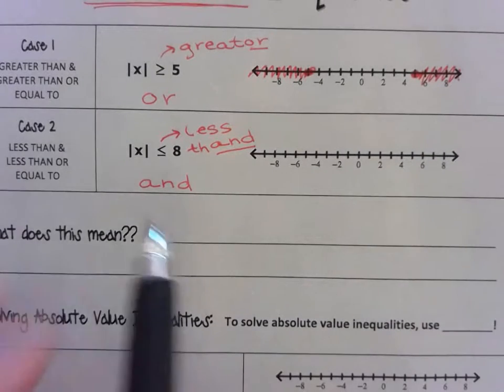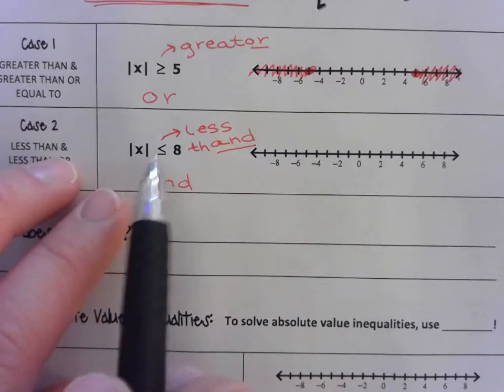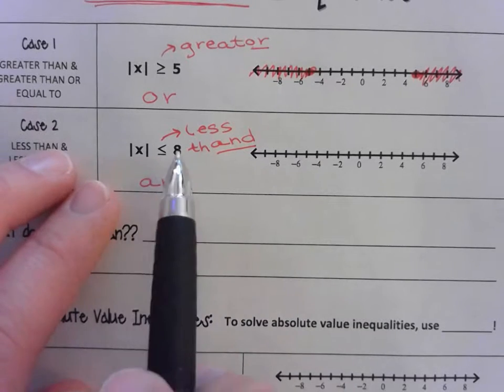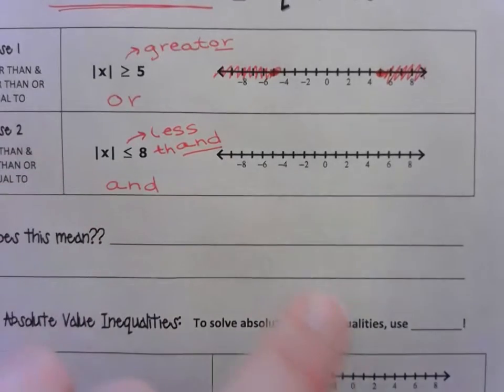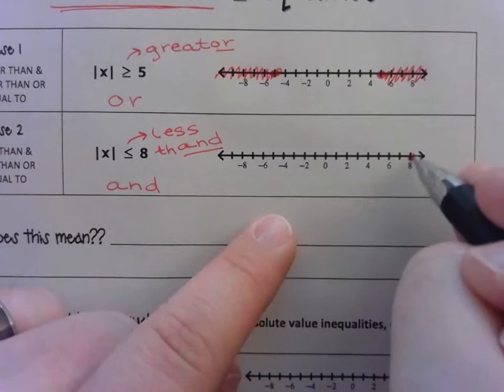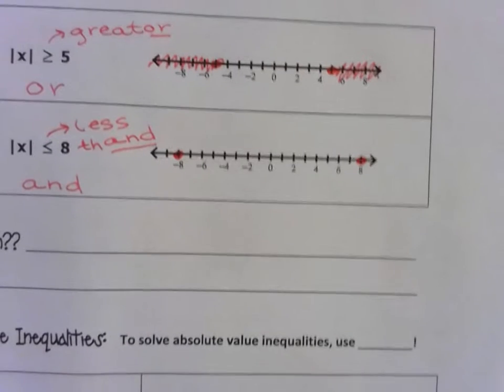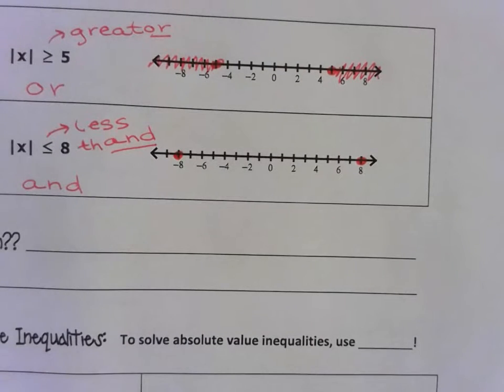Let's graph this real quick. Absolute value is less than 8. Okay? Absolute value means the distance from 0. What 2 numbers have a distance of 8 from 0? 8 and negative 8. So we're going to put a point at 8 and put a point at negative 8. This is not just an equation. So a point is not just my answer. It's an inequality. So I need to shade.